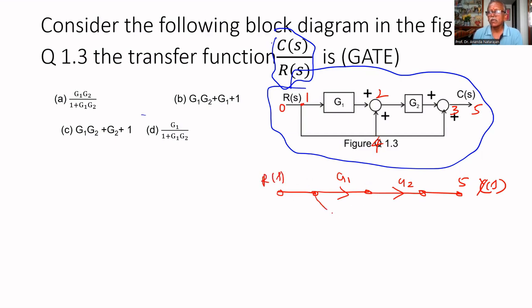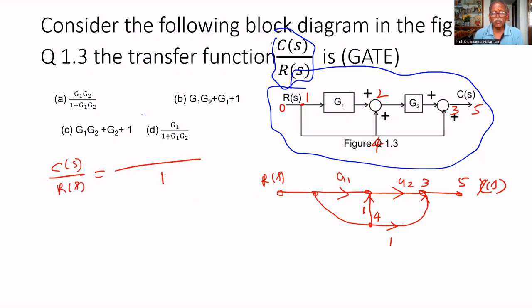And one is going from here to node 3 with gain 1. Another one, this is node 4 and going like this. This is also unity gain. Note that there is no feedback path. That's why in Mason's gain formula, the denominator becomes 1. No feedback path. Only forward paths.